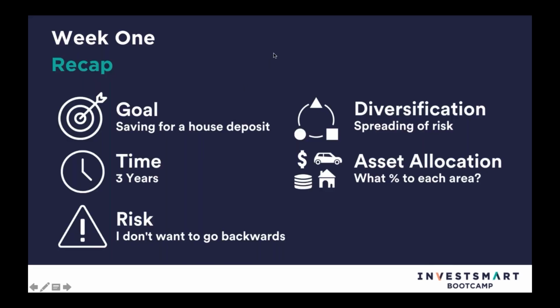So as always, let's just have a quick look at what we've covered so far. Week 1's all about the planning. And basically, you want to have a goal. You need to know your time frame. You need to understand your risk profile.